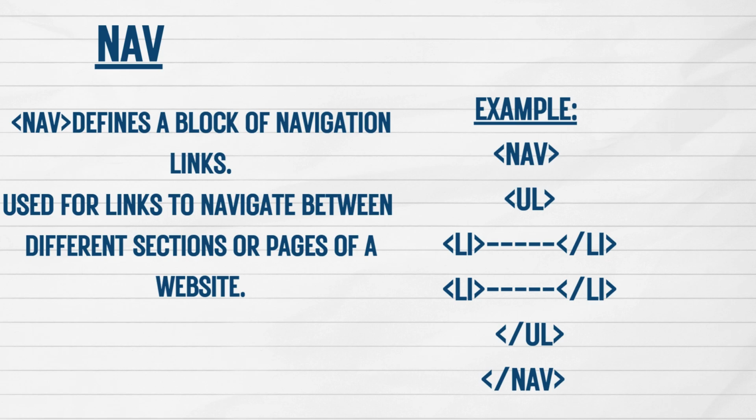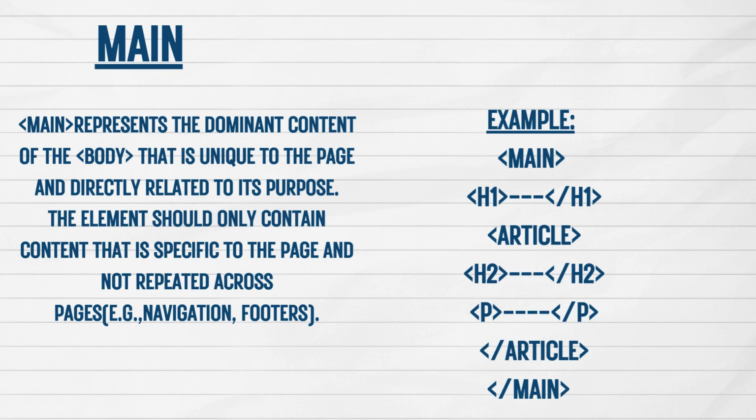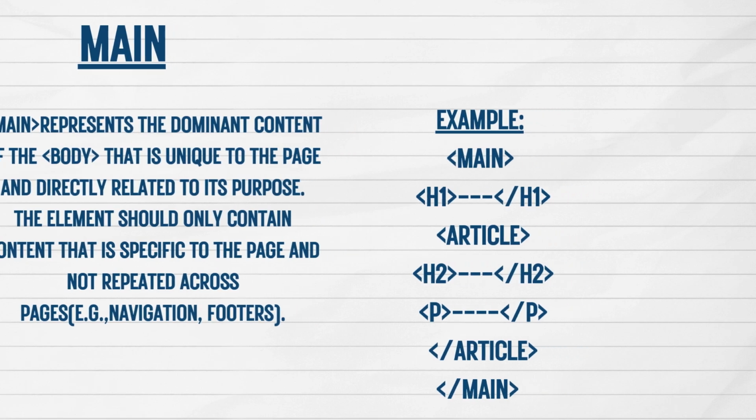Now let's continue. Main. Main represents the dominant content of the body that is unique to the page and directly related to its purpose. The element should only contain content that is specific to the page and not repeated across pages. Examples like navigation and footers.